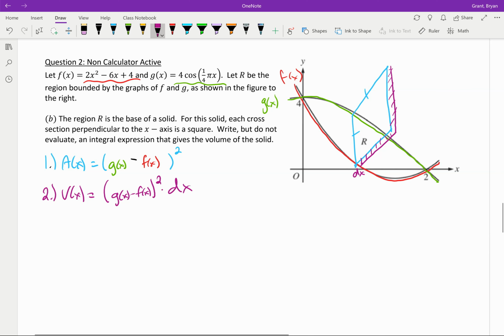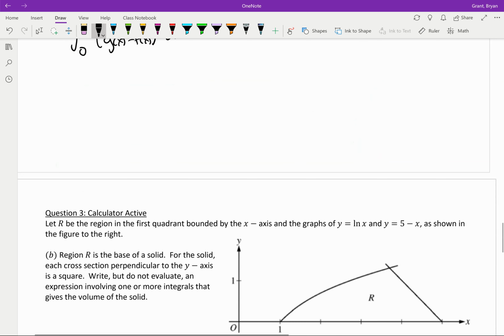Cool. And then last but not least, they asked us to write but do not evaluate. Oh, that's exciting. We're going to write an integral, so we need to sum up all of these squares that are popping off of the page at us from where to where. Well, the first square is going to be created at 0. The last one's at 2, so 0 to 2. And we're done. Easy.